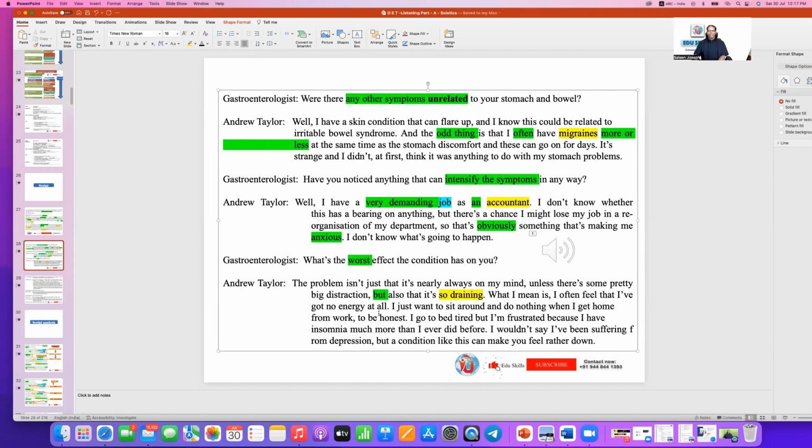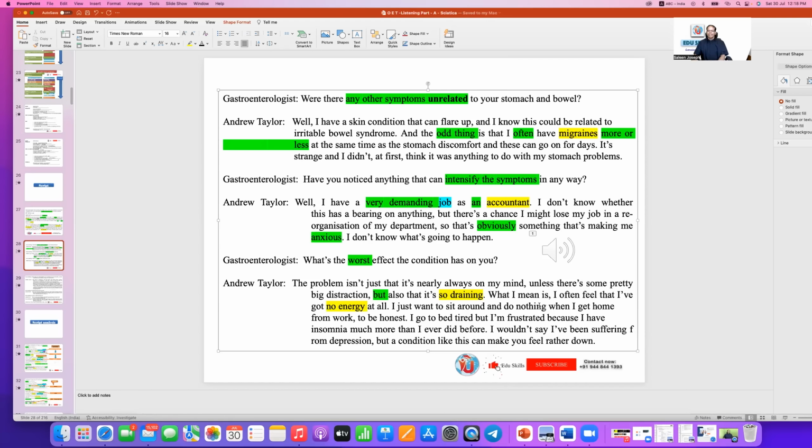What I mean, I often feel lack of energy. Yeah, no energy, lack of energy. See, but also that is so draining is lack of energy. What is the meaning of draining? I often feel that I have got no energy at all. So draining means no energy at all. What I mean is, tells you that I'm going to explain what I feel. So draining means I don't feel any energy. Draining means lack of energy. So no energy at all means lack of energy.